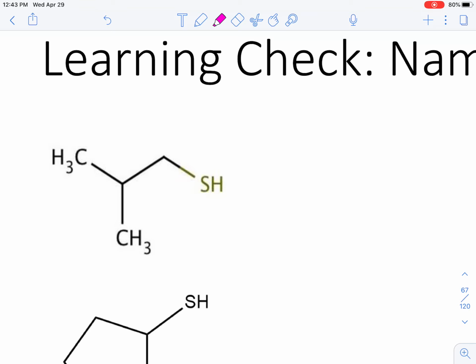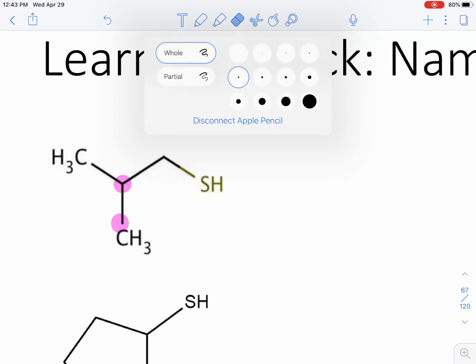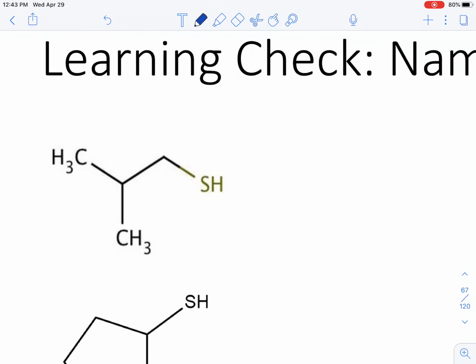So here we have 1, 2, 3. Let's just say that we don't want that one, we want this one. It'll still give you 3 carbons, so it doesn't matter if you go from left to right or from the bottom to the right. Now that we have determined the longest carbon chain, we know that this is propane.